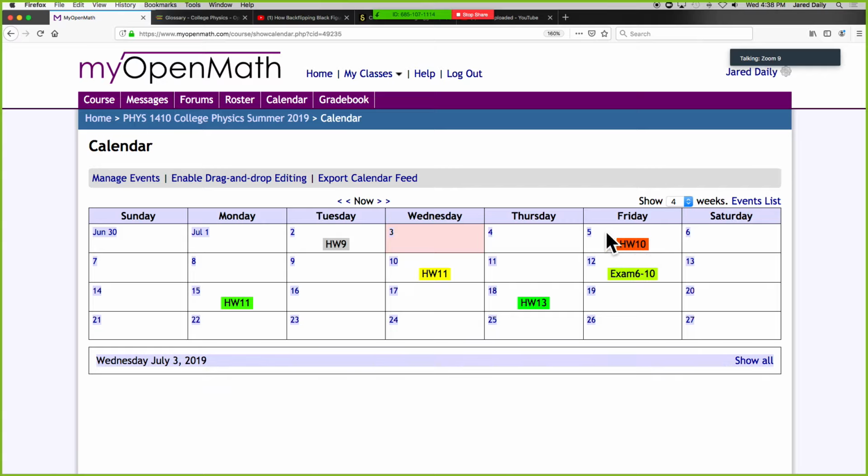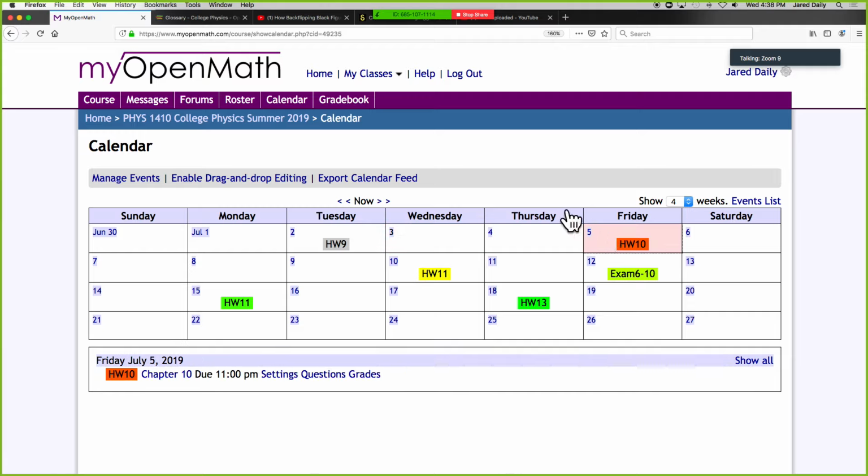Trying to think of anything else we need to talk about. I can't think of anything else. We definitely want to get done with homework 10 as quickly as possible because we want to start chapter 11 and finish chapter 11 next week.